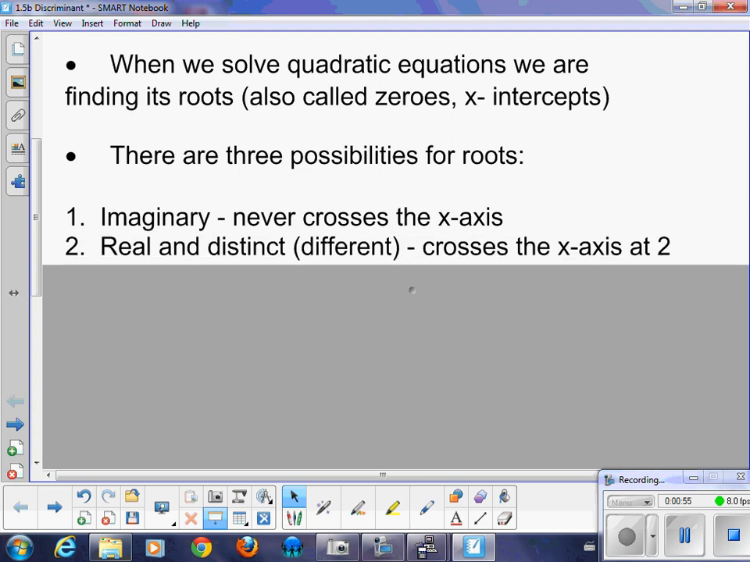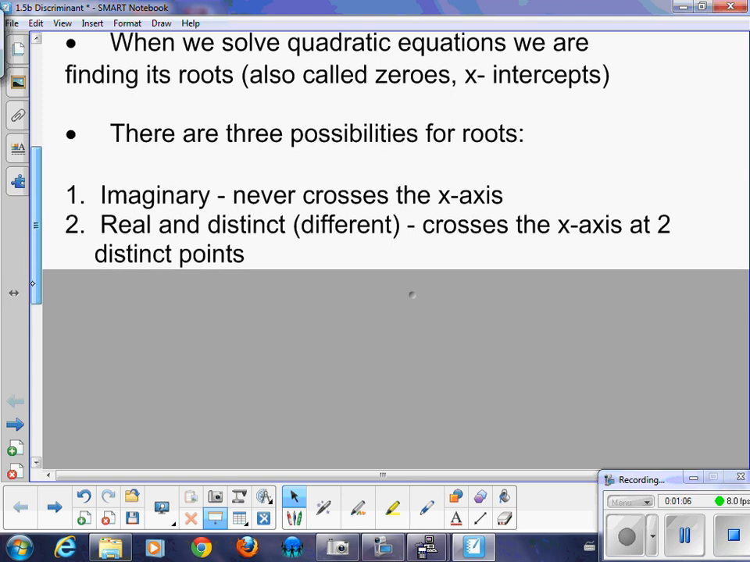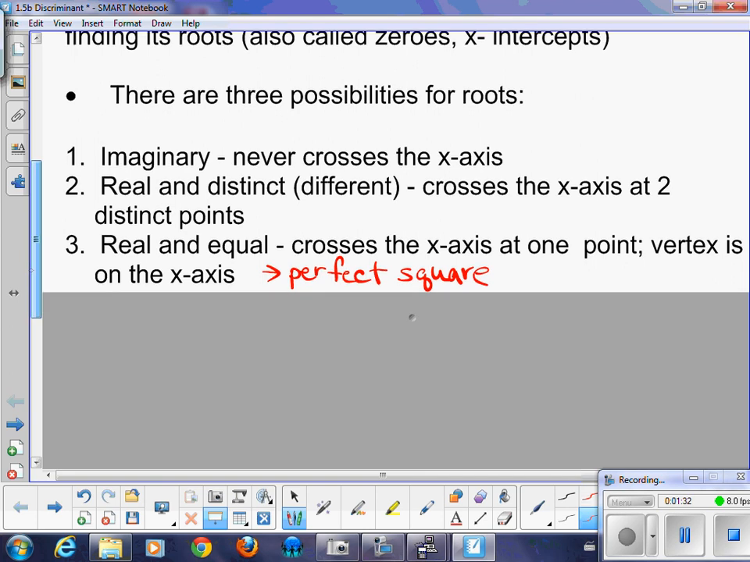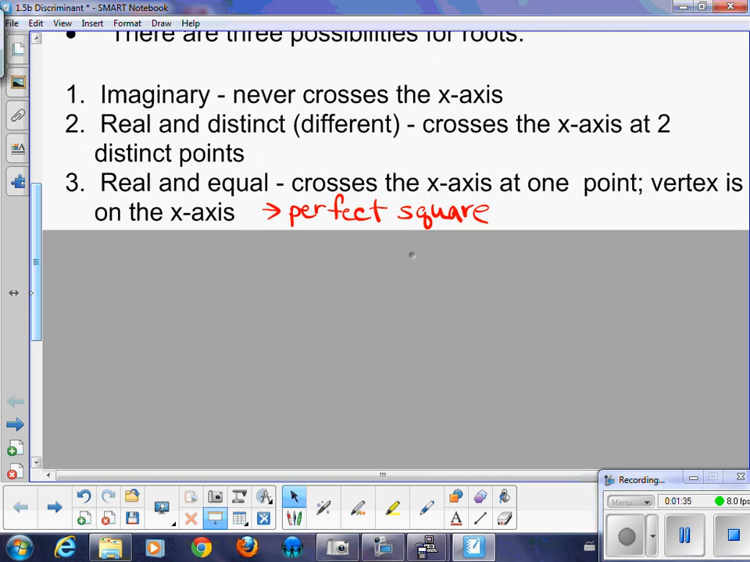The next kind are what we call real and distinct. Distinct means different, so it's crossing the x-axis at two different points. The third one is what we call real and equal. Really, what's happening is it's crossing at one point, which means the vertex is on the x-axis. These turn out to be the perfect square type questions. Perfect squares will have two roots that are identical, and the vertex will be on the x-axis.